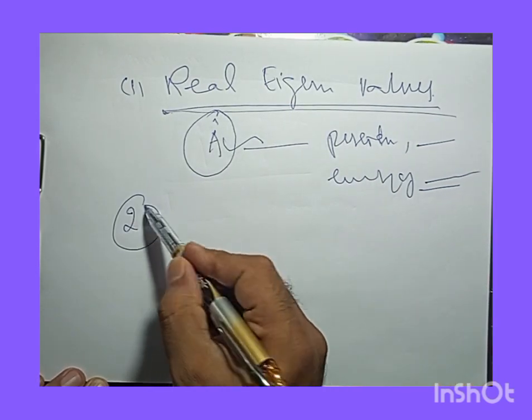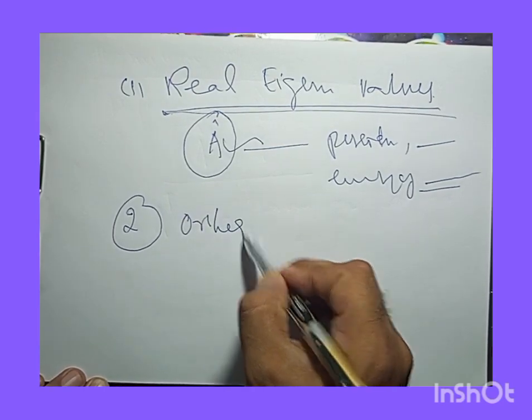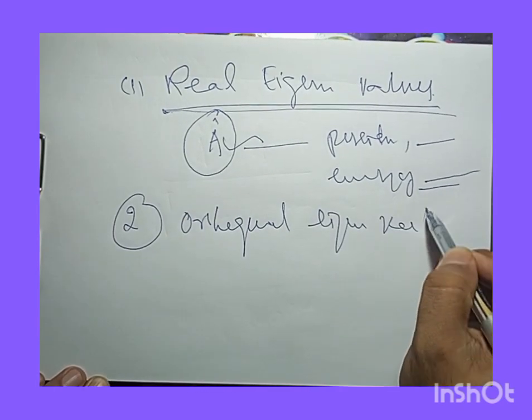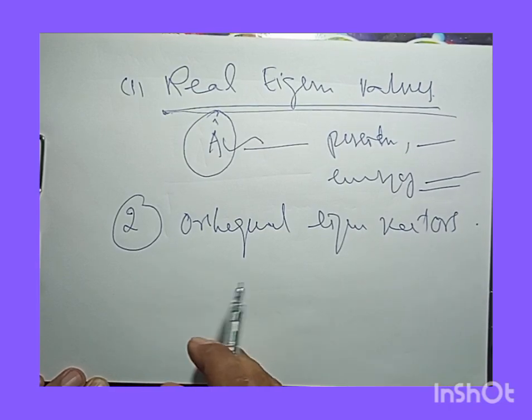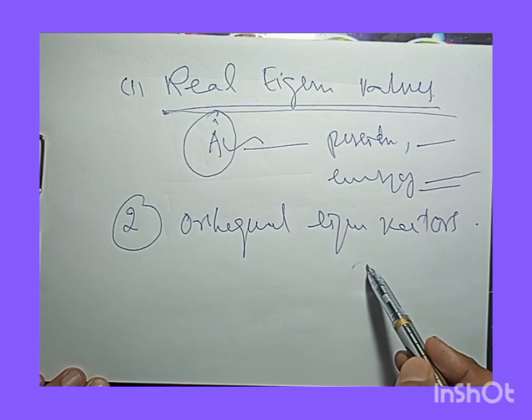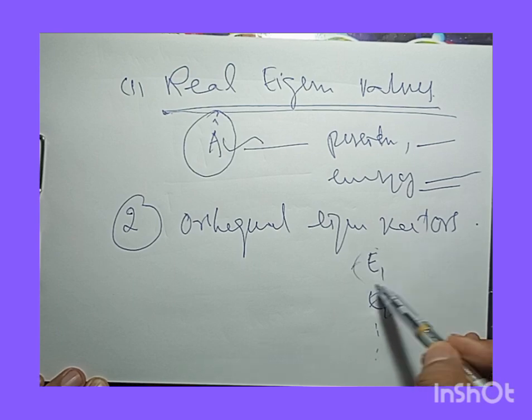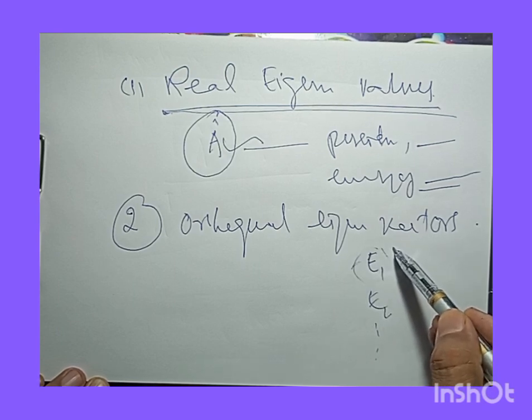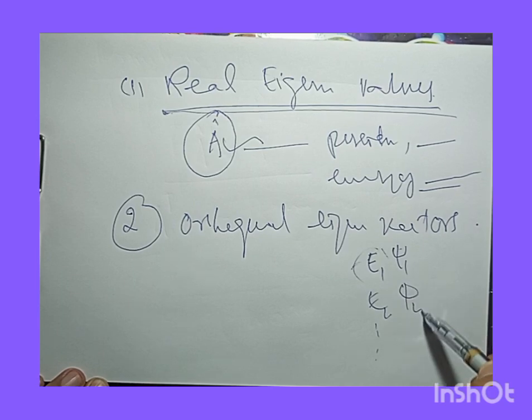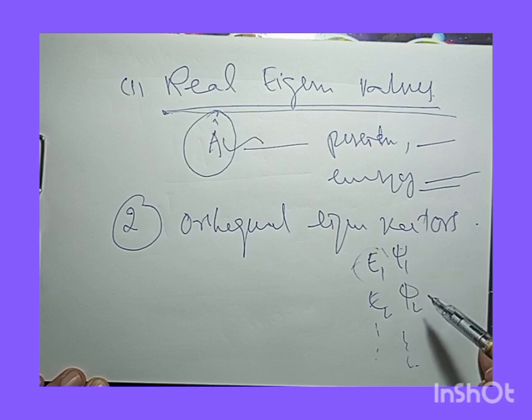The next important point is the orthogonal eigenvectors. Now, what does it mean? The eigenvectors of these Hermitian operators correspond to different eigenvalues. Suppose we have different eigenvalues, say E1, E2, and so on. Corresponding to these eigenvalues, I'll have an eigenfunction, or you may call it an eigenvector, say psi1, psi2, and so on. These eigenvectors are orthogonal. That means they are perpendicular to each other.